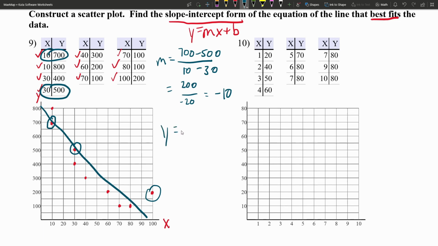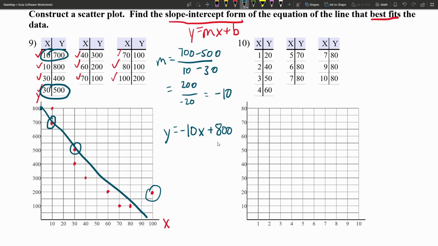So y equals negative 10 times x plus, what's my b? What's my y-intercept? You can see where I crossed that axis was at this point here, 800. So negative 10x plus 800.